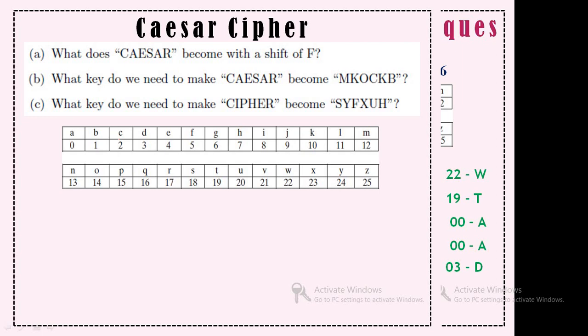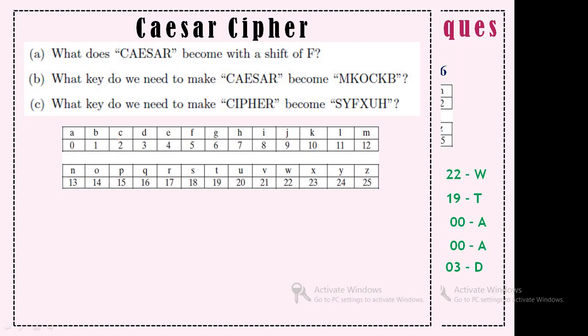Caesar is the plain text in this case, and it becomes what with a shift of F? The second question is, what key do we need to make Caesar become MKOCKB, and what key do we need to make cipher become SYFXUH? So this is basically the process involved. I'll give you some time to find the first one at least.